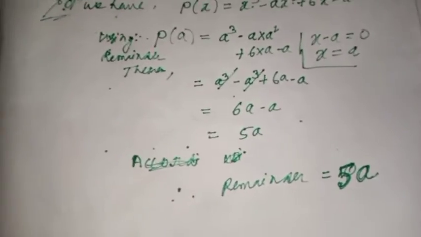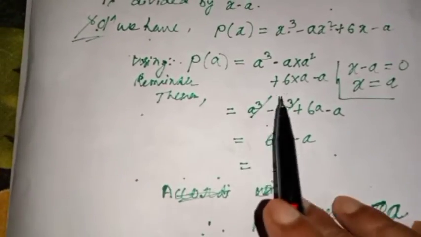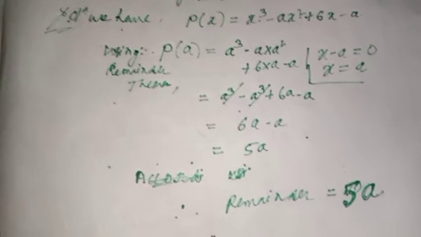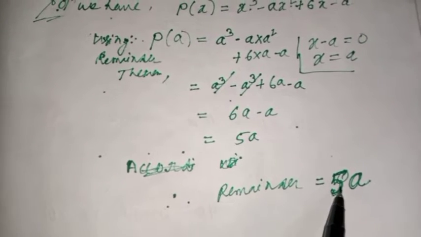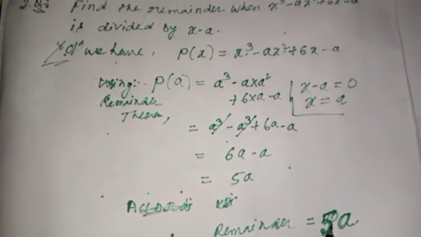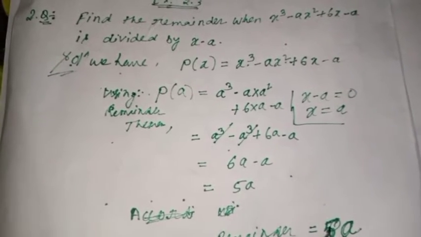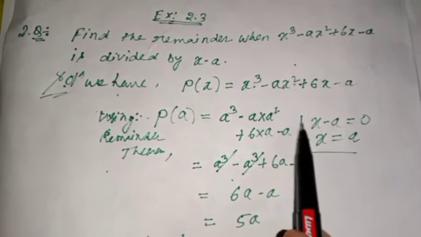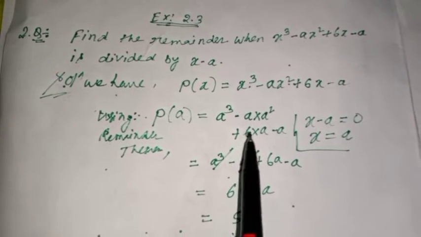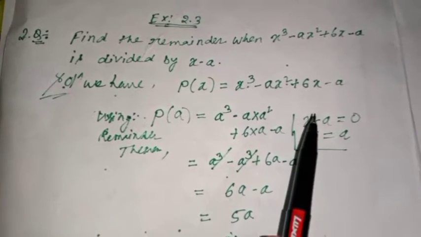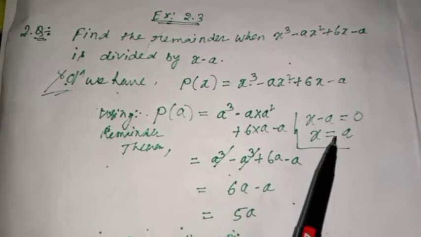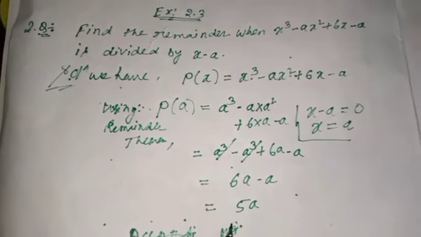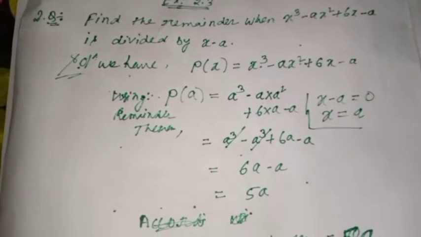So therefore, after simplifying, the result will be the remainder. Therefore the remainder is equal to 5a. So like this you can find the remainder. Understood? First of all, we have to find the value of x. After that we have to replace x by the value of x. Here the value of x is a, so replace x by a. Clear? Okay.